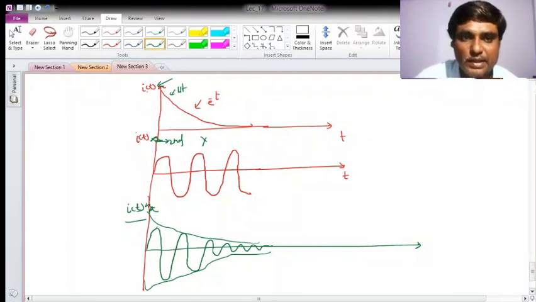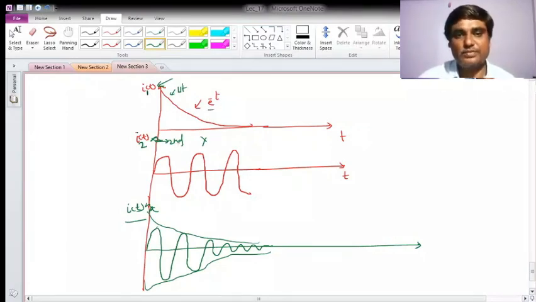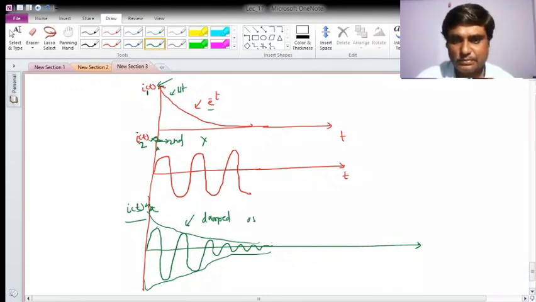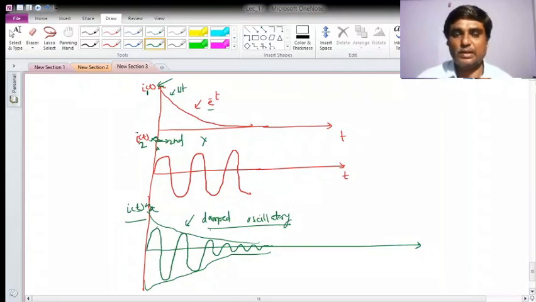Okay, let me write I1 of t as the first part, and I2 of t, to have completeness. I1 of t, the first part, is e raised to minus t, I2 of t, the second part, is sin t, and the third is the multiplication, which will decay. Okay, so this is called damped oscillatory or damped sinusoidal, which will be like this.